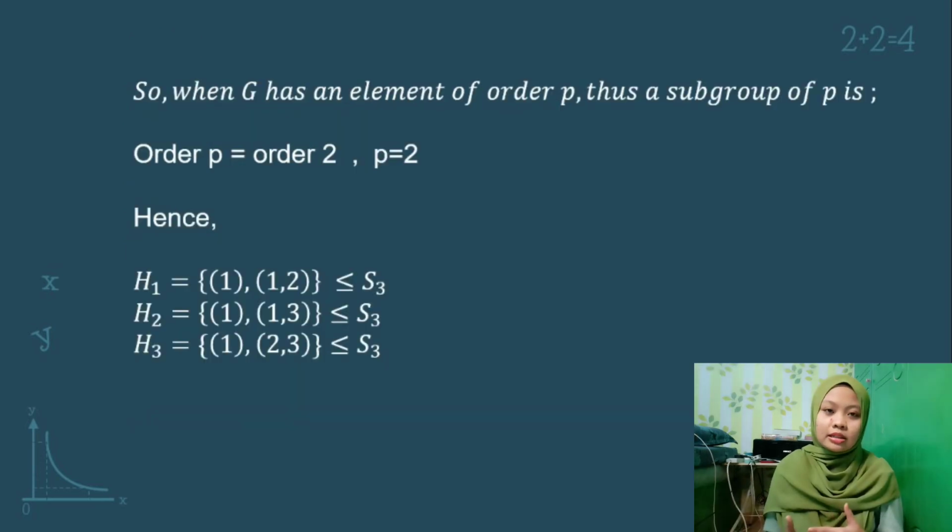When G has an element of order p, there is a subgroup of order p, which is order 2 since our p now is 2. Hence the answer for this task is H1 equal to {(1), (1 2)}, a subgroup of S3. H2 equal to {(1), (1 3)}, a subgroup of S3, and H3 equal to {(1), (2 3)}, a subgroup of S3.